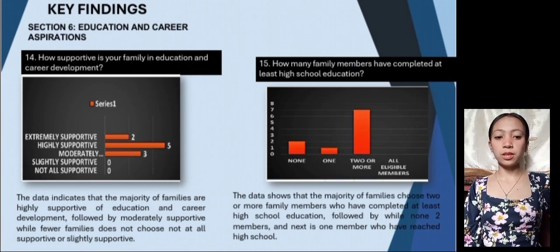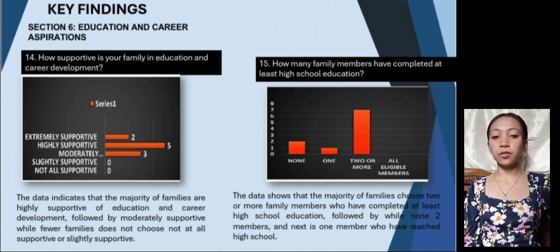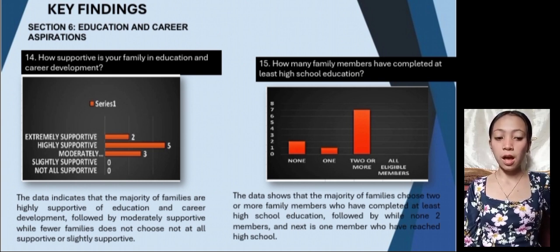So let's move on to section 6, education and career aspiration. In question number 14, how supportive is your family in education and career development? Based on the survey that we gathered, the data indicates that the majority of families are highly supportive of education and career development, followed by moderately supportive, while fewer families chose not at all supportive or slightly supportive.